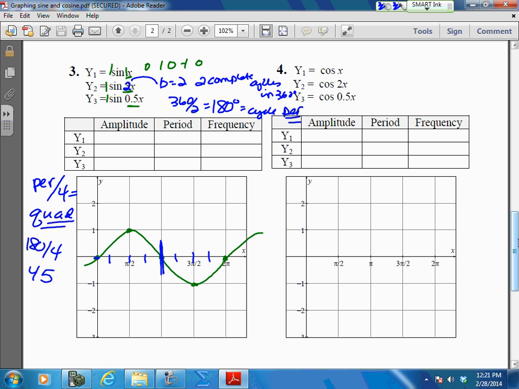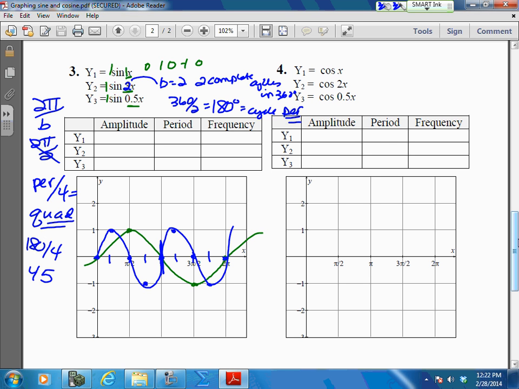So now I will go through 2 full circles in this. So I will say 0, 1, 0, -1, 0. Isn't that 1 curve? Right? And I need another one. 0, 1, 0, -1, 0. And there's my 2 cycles in 2 pi. So when we say 2 pi over b, that would be 2 pi over 2. So was it my period pi, which is 180? Right? It still makes sense in radians.